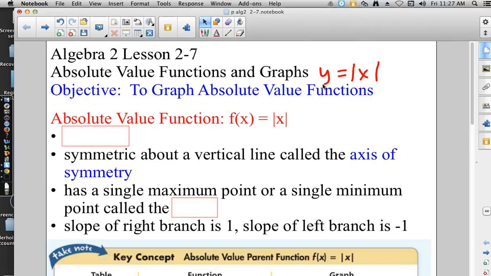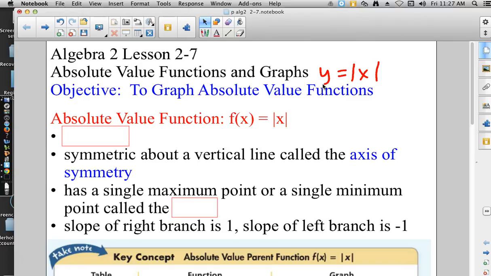And because it's a function, we're going to call it f of x equals the absolute value of x. But you could call it g of x, p of x, whatever you want to call it. It's just, for some reason, when we talk about functions, f, g, and h are the three most used. It's like that part of the alphabet gets used for that.